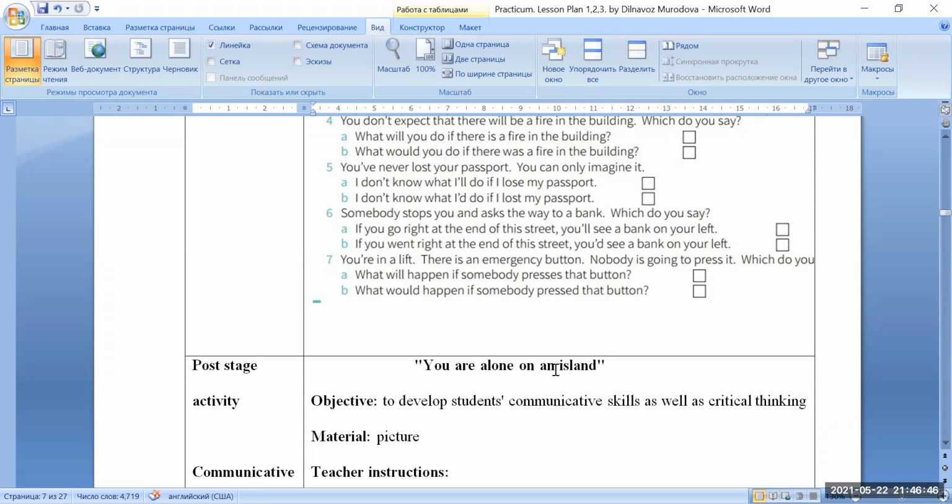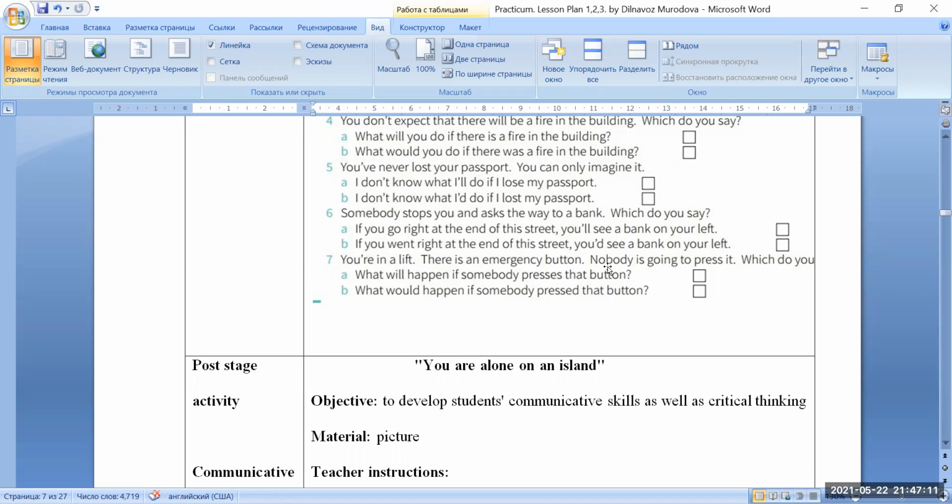Maybe A1 is correct. So I think the situation is more real. Yes, we can press the button all the time when we go in the lift. I think it's B. Yeah, why, Aziza? Because the situation is unreal because nobody is going to press it.